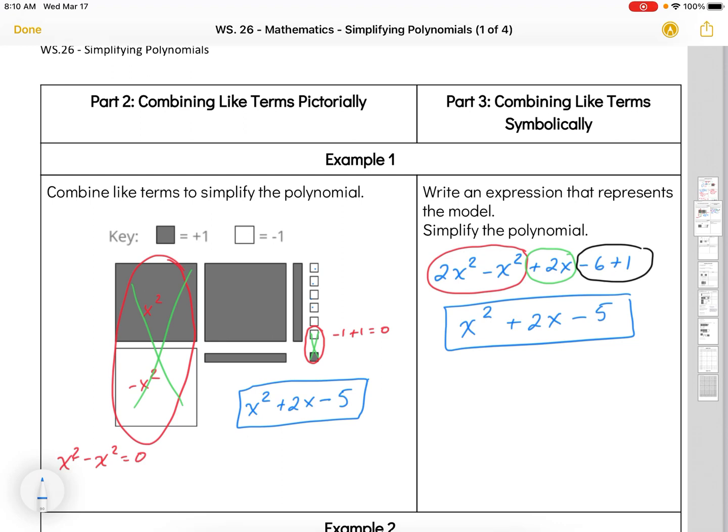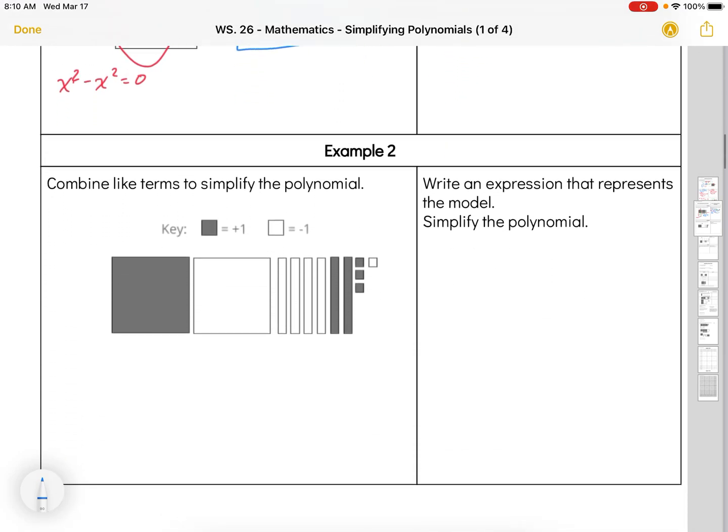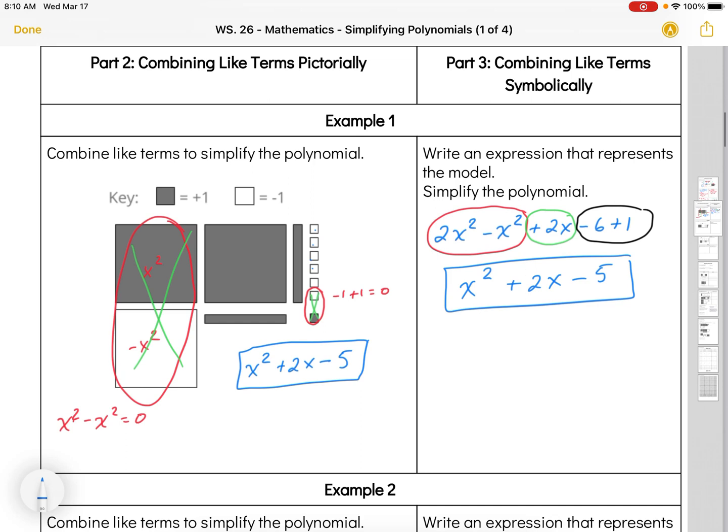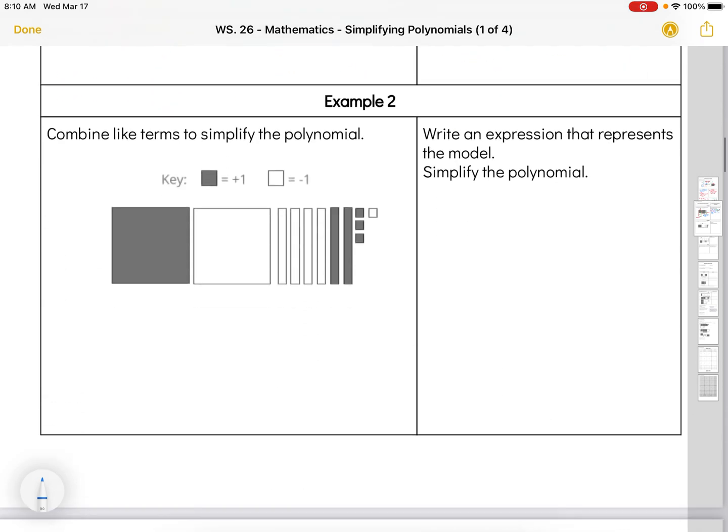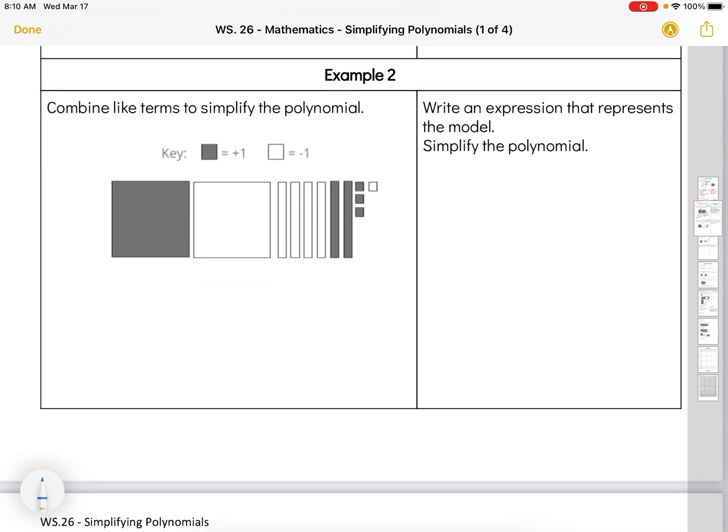Okay, remember you can only add and subtract them if they're exactly the same shape. So take a look there, if you want to take a screenshot. All right, so let's do this next one.